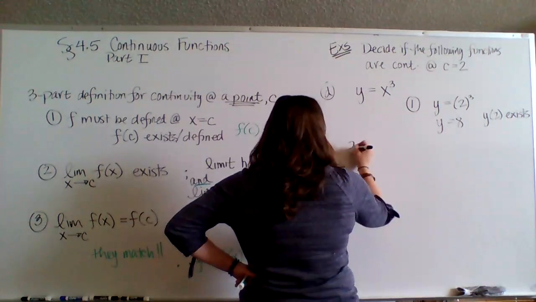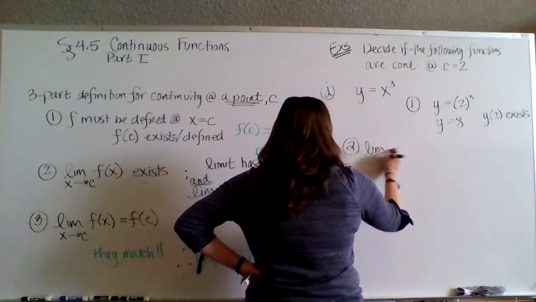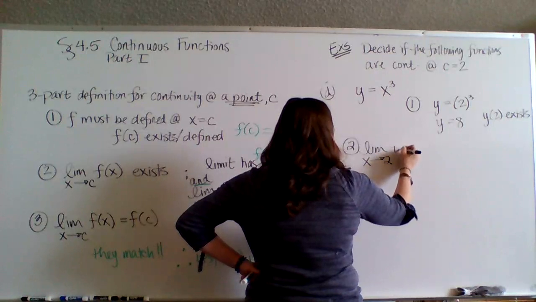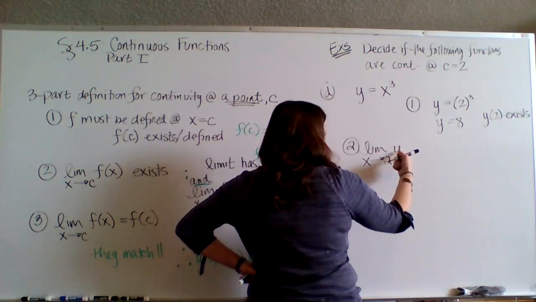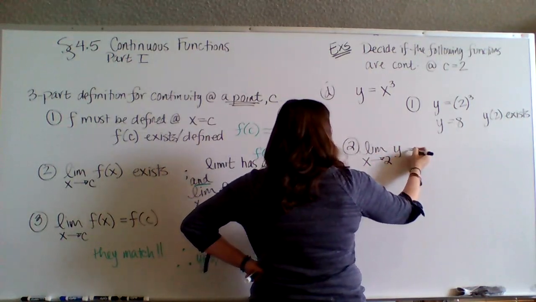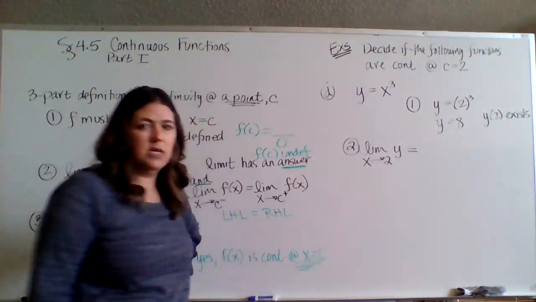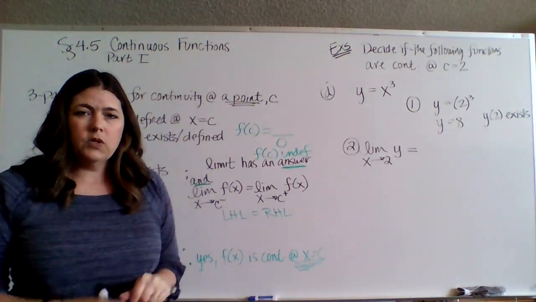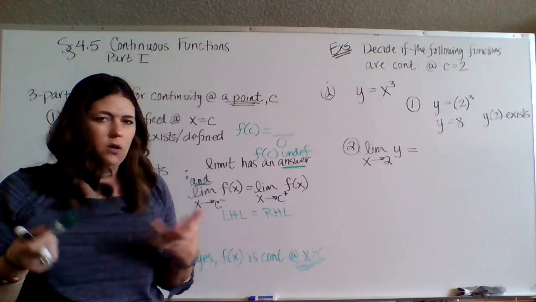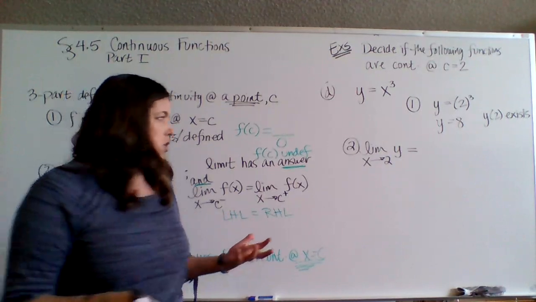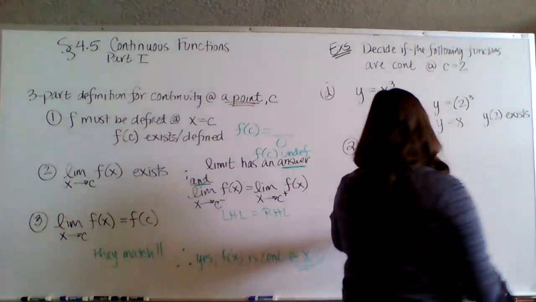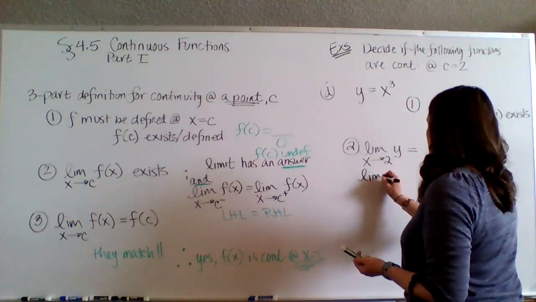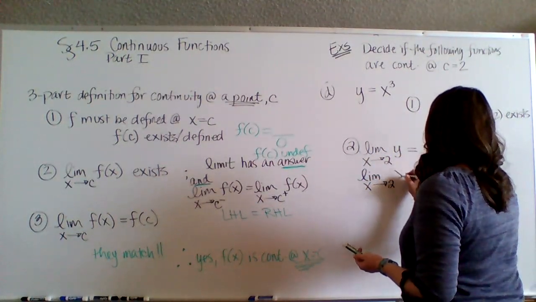Part 2 of the 3-part definition. Does the limit as x approaches 2 of my rule, you could put a y here instead of f of x or g of x or h of x. Does that limit have an answer? Does the limit exist? Well, if you're not looking at it graphically, because you don't always have to look at it graphically, then instead of leaving this as y, you actually want to put the rule for y. So our rule for y was x cubed.